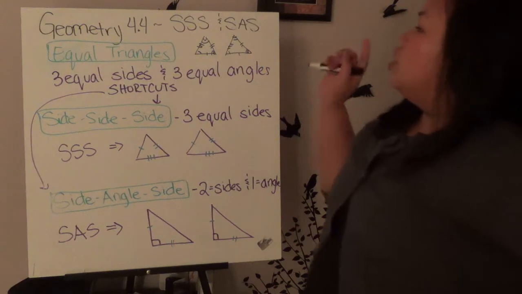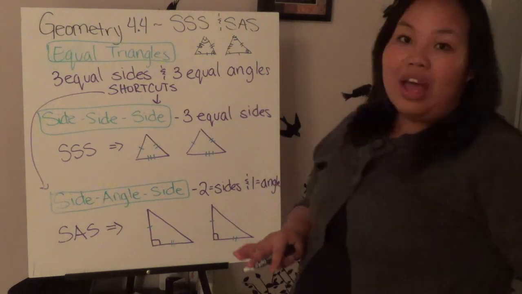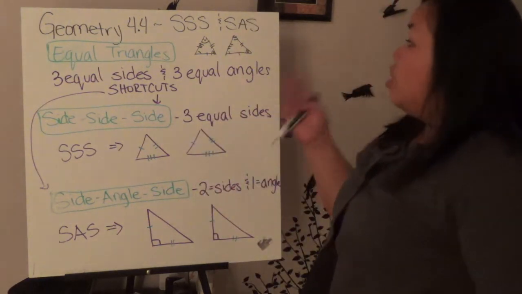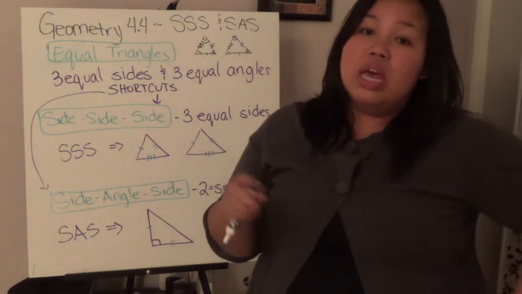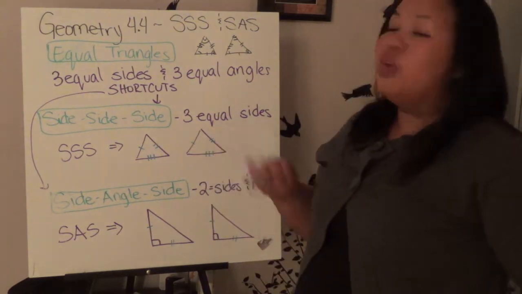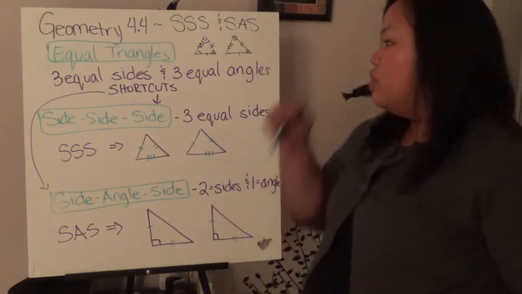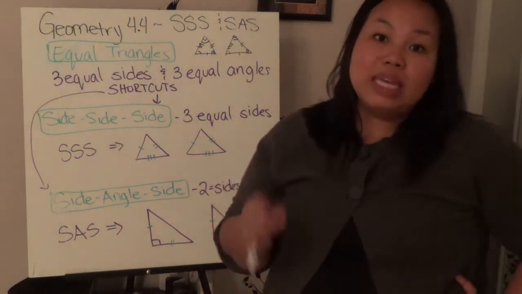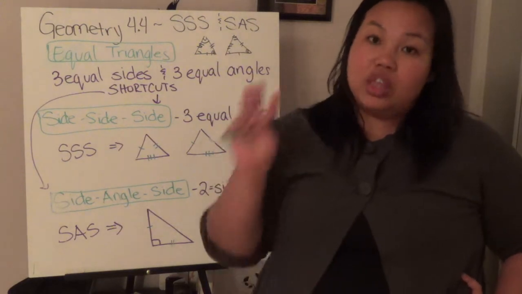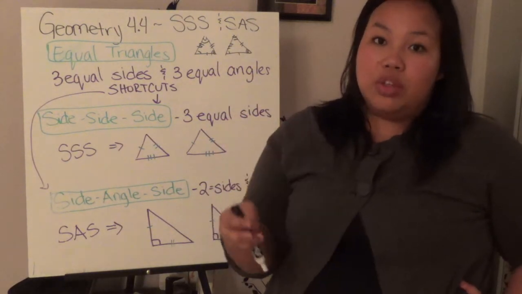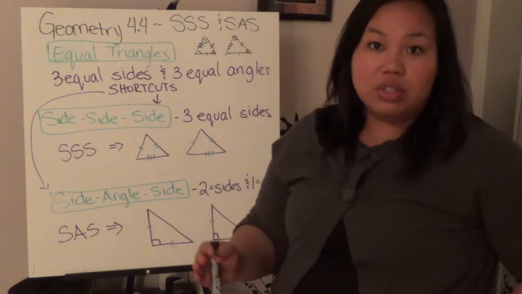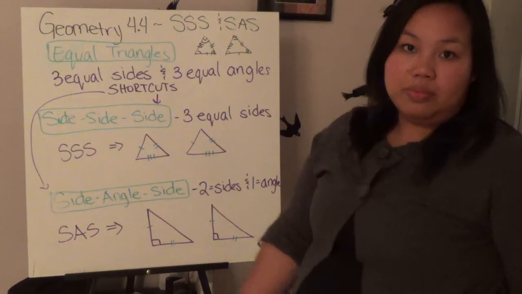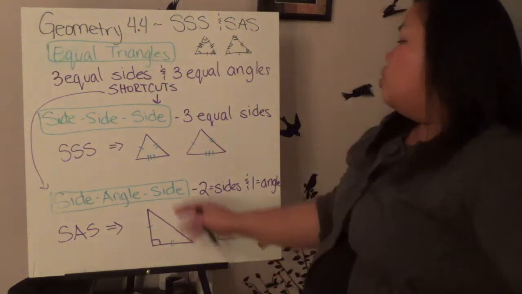Now, in section 4.4 and section 4.5, we're going to be dealing with shortcuts. So instead of trying to figure out all three sides and all three angles, making 6 things that you have to pay attention to equal to each other, there are 4 shortcuts being shown to you. The first one is very simple. It's called side, side, side. What that means is, as long as you can prove that the 3 sides are equal to each other, without even dealing with any of the angles, then you can say that the triangles are equal to each other. The next one is side, angle, side.